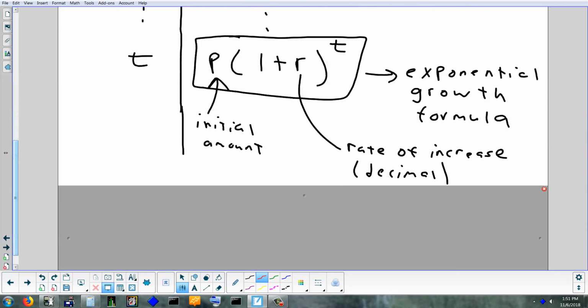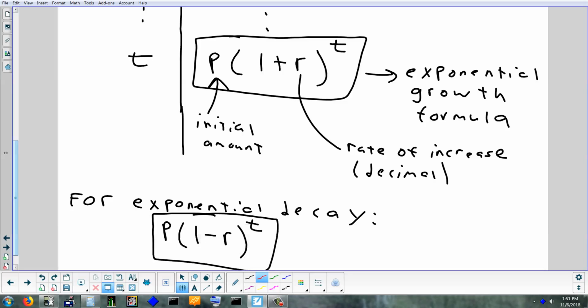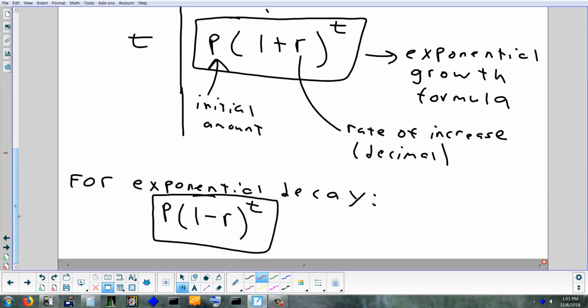Now, for decay, you would end up changing one thing. Anyone have a guess what the one thing that would change in that formula would be? Yep. You change the plus r to the minus r. Right. Instead of adding a percent, you would subtract a percent. So the formula for exponential decay is P times 1 minus r to the t.